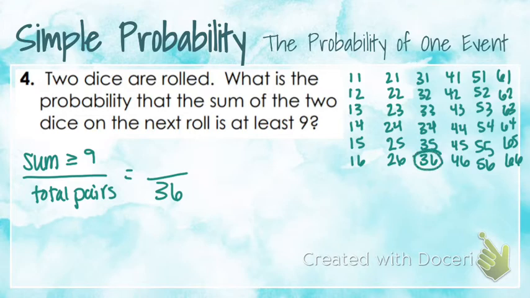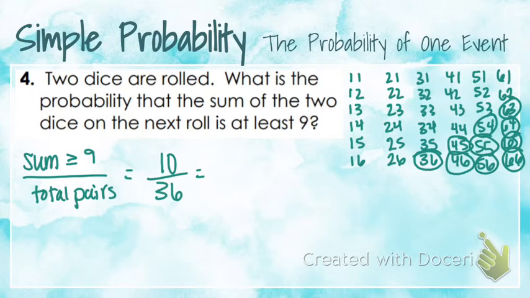So that's this guy. If we roll a 4, we have to get at least a 5. And anything bigger than that is greater than 9. So that's allowed. And then 5 and 4, 6 and 3, and all the ones bigger than that. So there are 10 total favorable outcomes. Okay? So 10 over 36 reduces to 5 over 18. And that's our answer for this one.